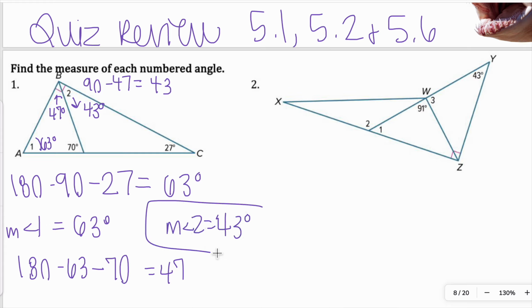Again, you could have done it a different way. You could have noticed that right here we're making a linear pair, so this angle could be 110, and then found it that way as well.